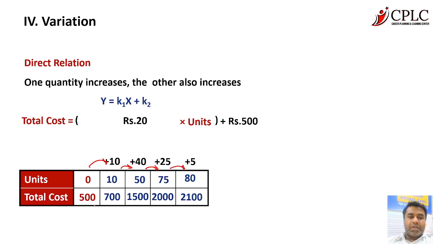So observe the values. 500 to 700. So there is an increase of 200. 700 to 1500, there is an increase of 800. Then there is an increase of 500. Then there is an increase of 100.